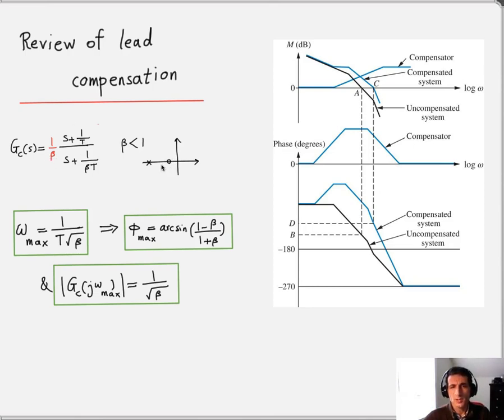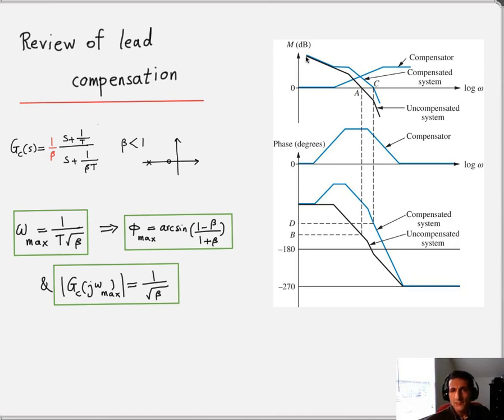T. If you recall, in a lead compensator, the 0 is located between the imaginary axis and the pole, whereas in a lag compensator, the pole is located between the j omega axis and the 0. We also showed this in the previous lecture.